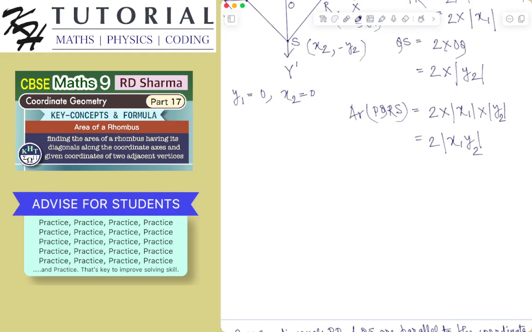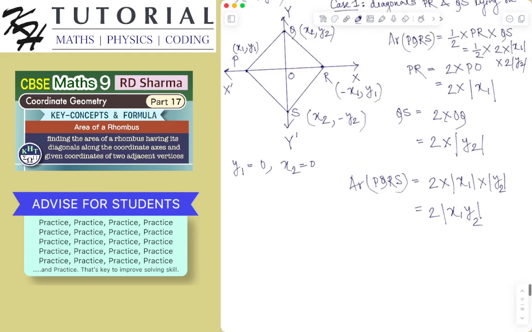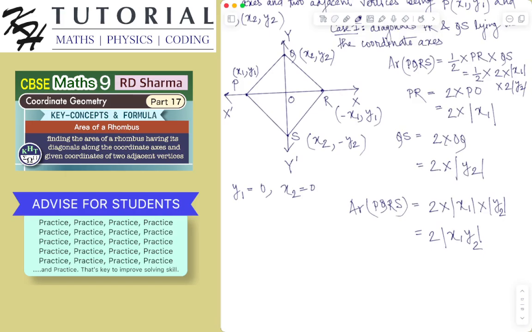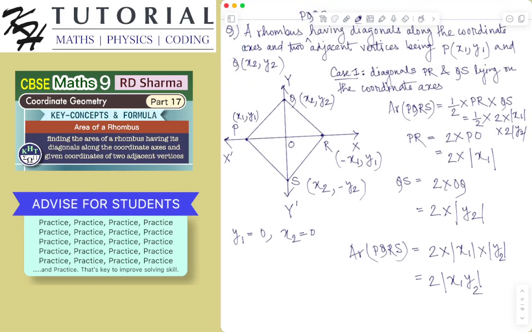I will highly appreciate that, and then I will make a video where I will solve example problems based on this concept. That is, how to find the area of a rhombus whose diagonals are along the coordinate axis. That is, the diagonals could lie on the coordinate axis, or even they could be parallel to the coordinate axis, and two adjacent vertices are given.